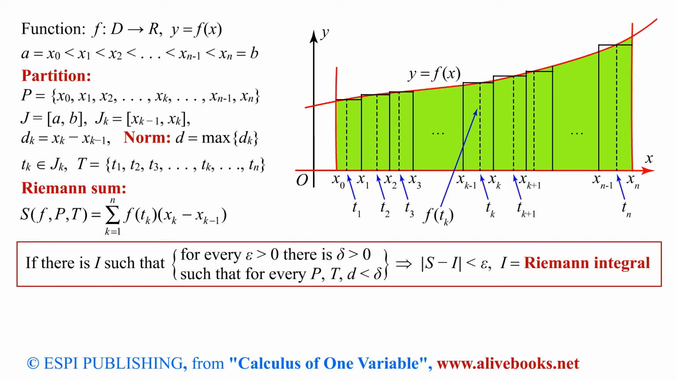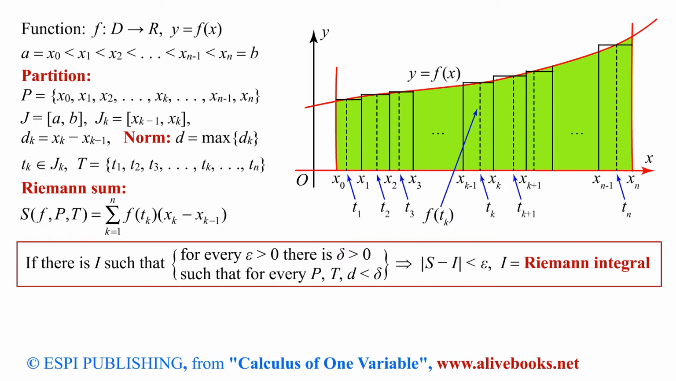If there is a number I, such that for every given positive epsilon there is a positive delta, such that for any P, t with d less than delta, the absolute difference |S minus I| is less than epsilon, then I is the Riemann integral of f from a to b. From this definition it is clear that, if a smaller epsilon is given, probably a smaller delta must be chosen for the absolute difference |S minus I| to be less than epsilon. This means smaller dk and more rectangles.